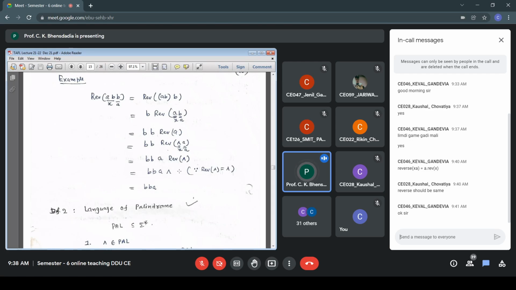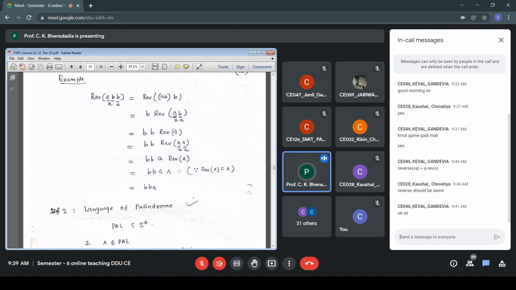So take all input symbols. They are also palindromes, strings of length 1. My sigma contains A, B. So A is a palindrome, B is a palindrome because the length is 1. Whether you read from left to right or right to left doesn't matter. Null is a palindrome, and the other basic palindromes are A and B, where A belongs to sigma.